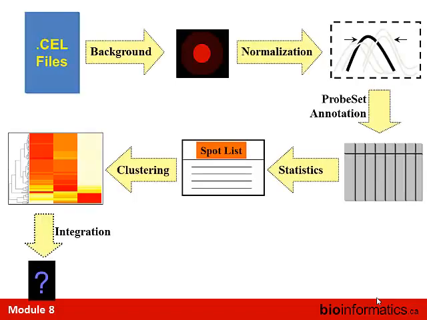Let's collapse that together, kind of refine the pipeline. It'll look like this. CEL files are the output of the Affymetrix quantitation, and they're our starting point. We do background correction, normalization. The step that's unique to Affymetrix arrays, probe set annotation, we'll talk about that in a second. Then we do statistics, clustering, and integration.